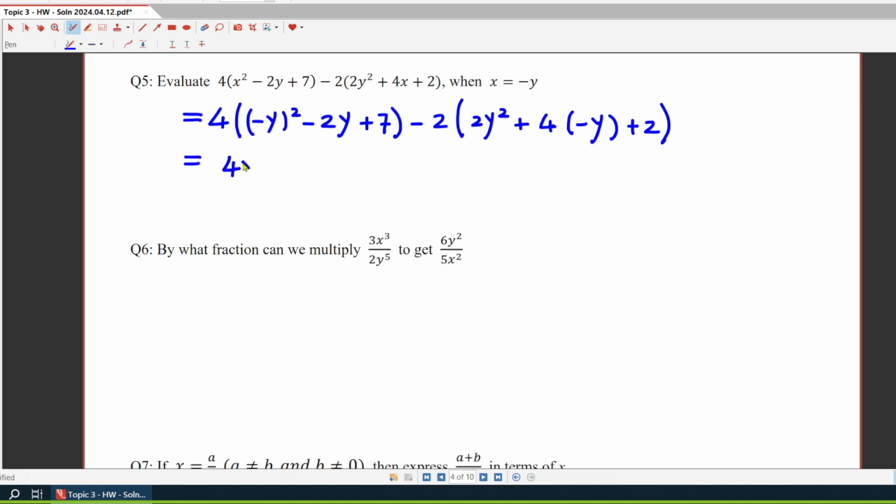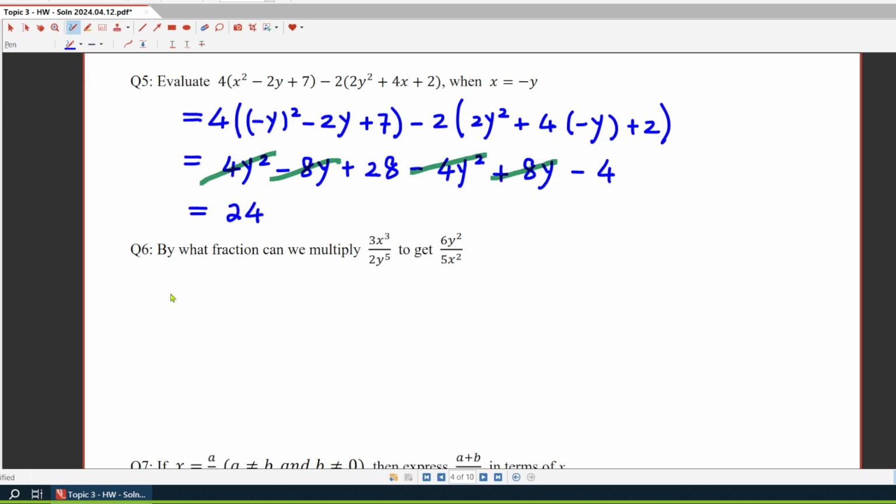We have 4y squared minus 8y plus 28, then minus 4y squared, and plus 8y, then minus 4, right? And we can cancel 4y squared here with negative 4y squared, negative 8y with plus 8y. So this only leaves us 28 minus 4, which is 24, right? So the result is 24. It's a number.